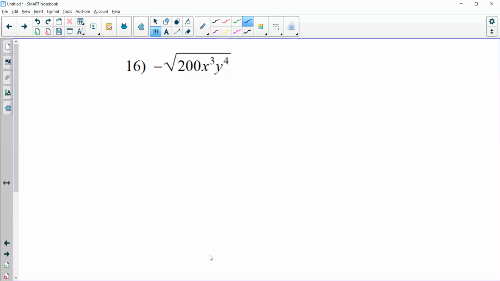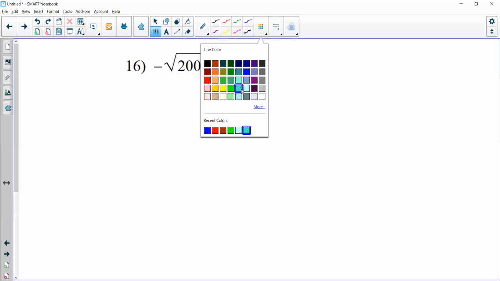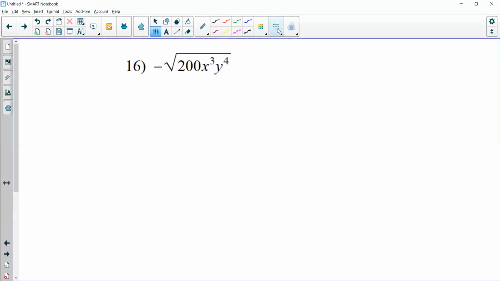Let's move on to number 16. On number 16, don't be thrown off by the negative sign in front. It will remain, and we'll draw a really big radical here. I need to break down 200 by finding a perfect square that divides out of 200. That's going to be 100 times 2.